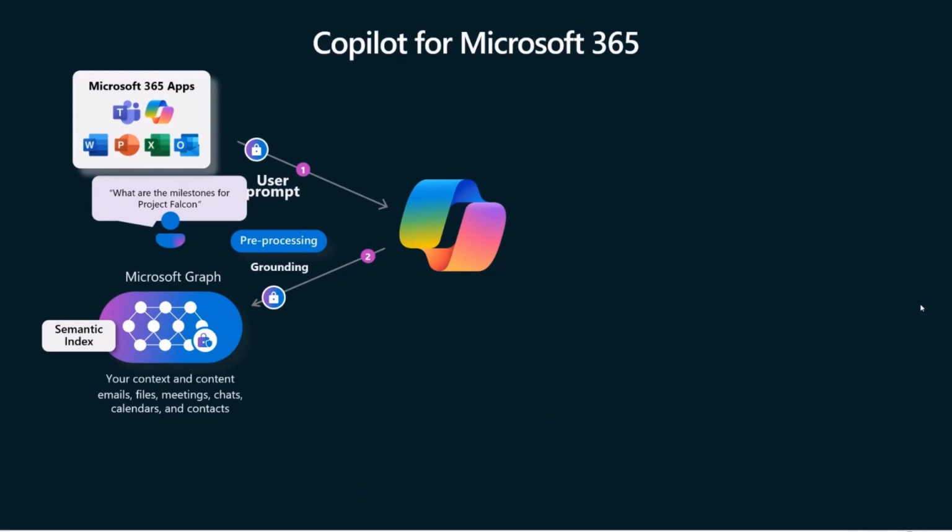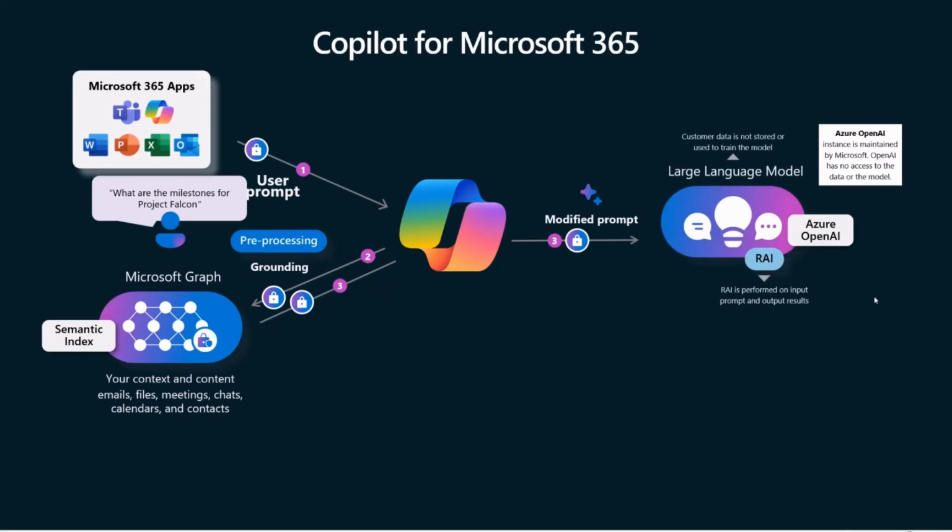Once the orchestration engine says, I have enough information to answer the question, it would take the question and the additional grounding data and send it to the large language model in a modified prompt to give the large language model enough information to generate a response. The LLM will generate a response, and the next step, which is another very important step, is called the post-processing step.